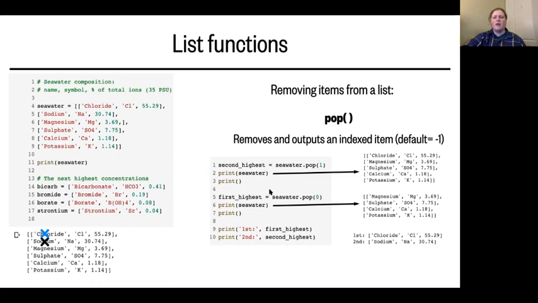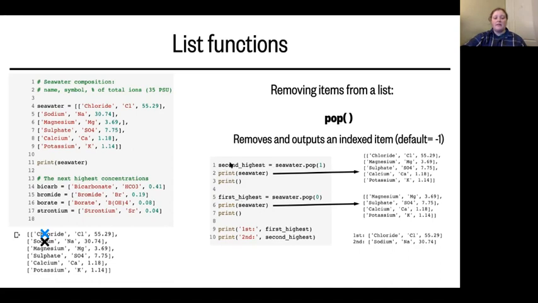Now I say, I also want to take out chloride. So I put first highest, and that is equal to seawater.pop 0, right? Because it's in the 0 position. And I print seawater, and you see it's taken that out as well. The kind of cool thing about pop is that those things don't just disappear.